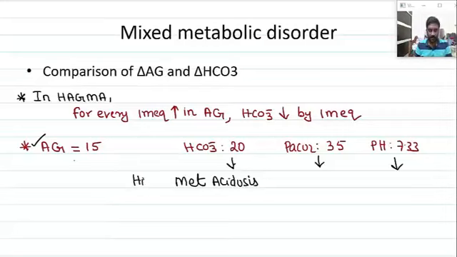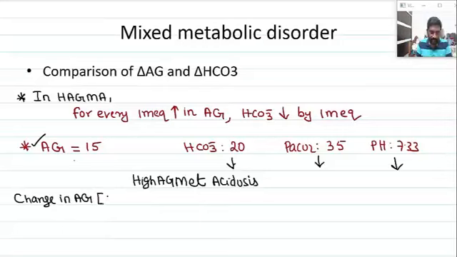So it is a high anion gap metabolic acidosis. Whenever there is a high anion gap metabolic acidosis, as discussed previously in the ABG algorithm you can see in your notes, you should compare change in anion gap and change in bicarbonate. So let us see change in anion gap first. How much has the anion gap changed in the question?